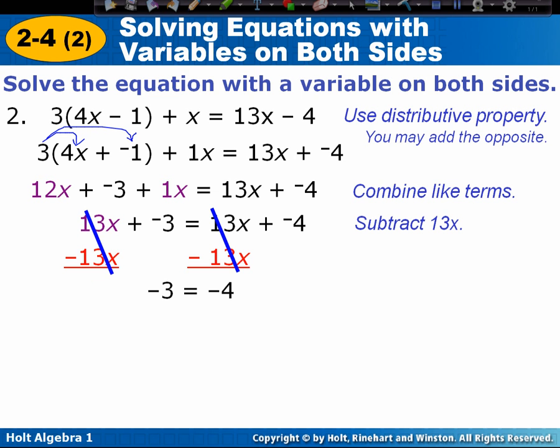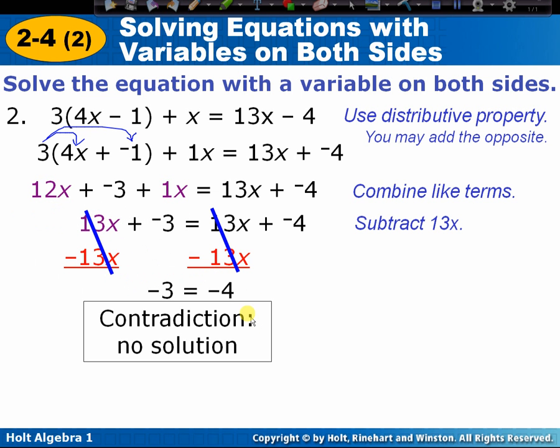This is not a true statement. They are not the same on both sides of the equal sign. So this one's called a contradiction, and our answer is no solution. Again, our answer is not negative 3 equals negative 4. You need to actually write contradiction, no solution. That is your actual answer.